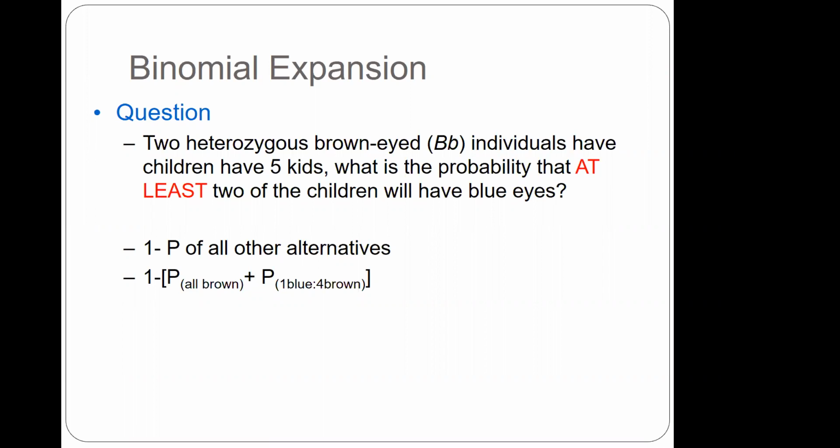So we could do 2 calculations. We could calculate the probability that none of them are blue. This could be all brown. Another way of writing this would be to say 0 blue, or that only one is blue. And 1 minus those two calculations would give you the same number as if you took the 2, the 3, the 4, and the 5 calculation and added them together.